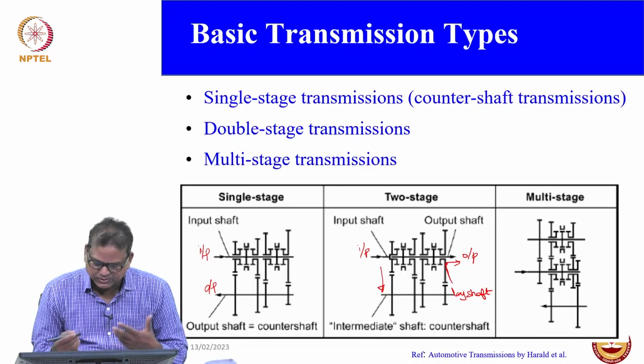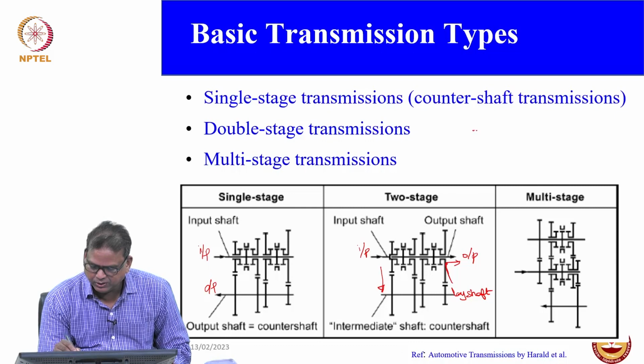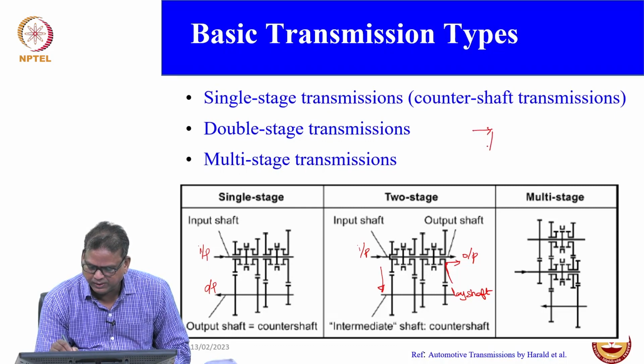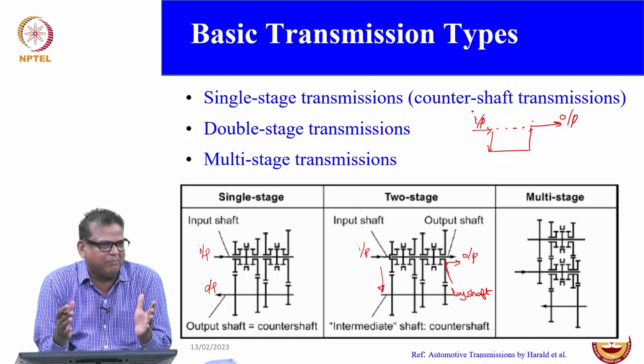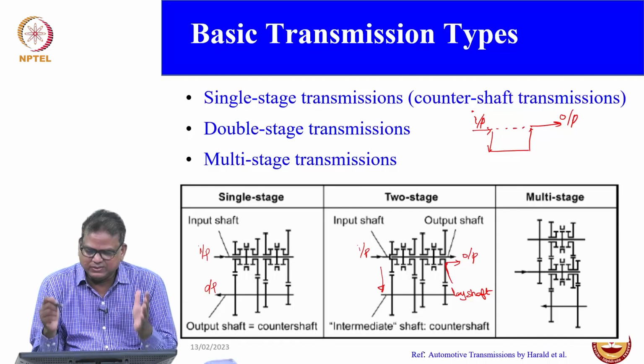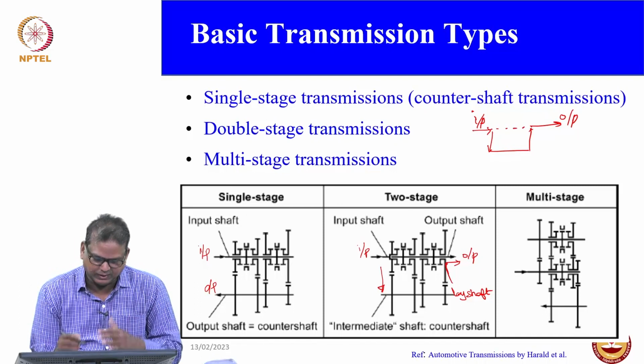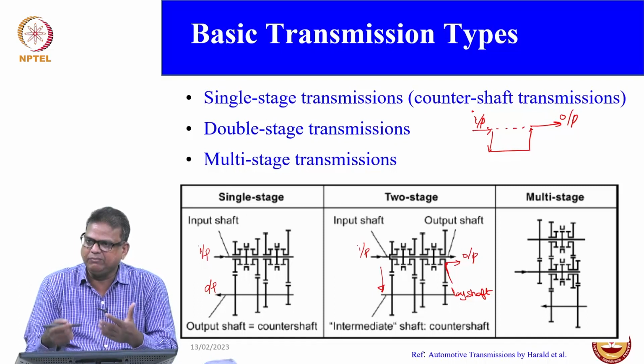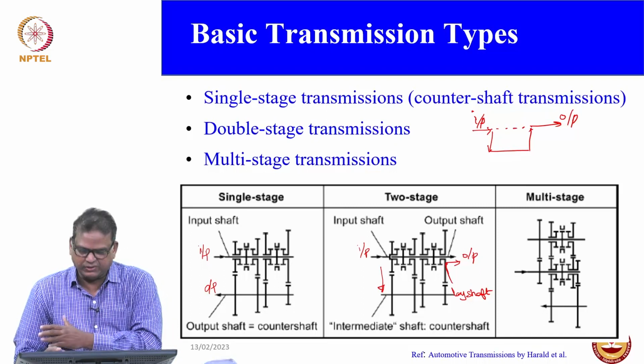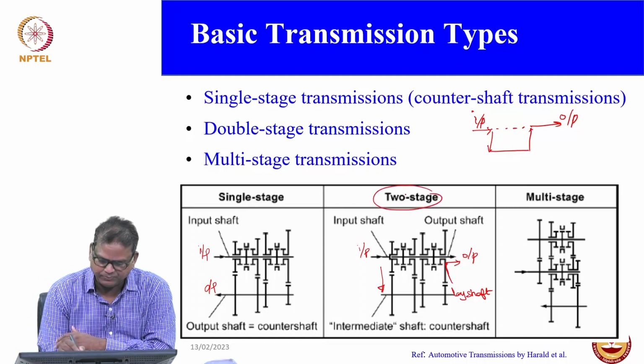The configuration looks similar to a reverted gear train. Your input will come in this direction, then you will have a lay shaft, and from there to the output shaft. The input and output are in a straight line, so that it will be more compact. This is the reverted gear train arrangement. The same reverted gear arrangement we employ in the manual transmission as a two stage.